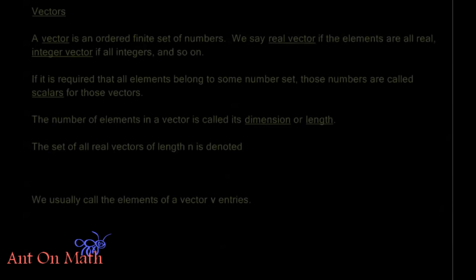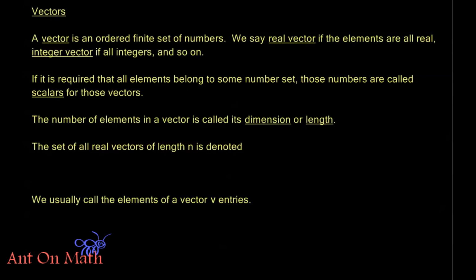But to talk about matrices, first I need to talk about what are called vectors. In geometry and physics, we think of vectors as a directed line segment, but here we're going to be a little bit more simple with it. A vector is an ordered finite set of numbers. We'll say real vector if all of the elements of the vector are real numbers, integer vector if they're all integers, and so on. If all the elements must belong to the same number set, those numbers are called scalars for those vectors. So we could have an integer vector where the only elements of our vectors are integers and all the scalars are integers.